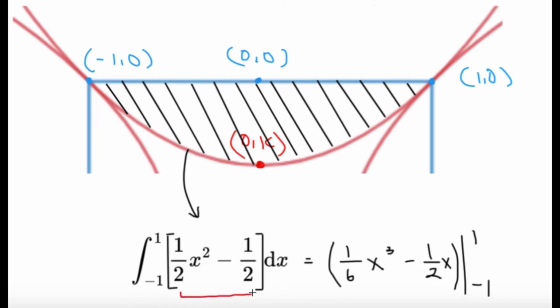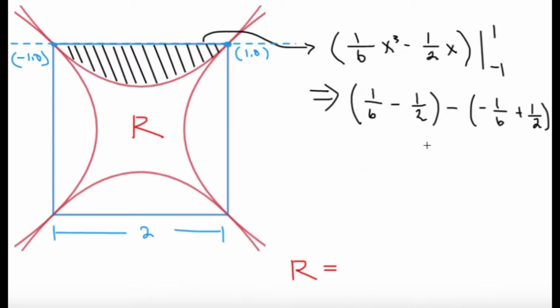So we're going to integrate this with respect to x and evaluate it from -1 to 1. We're going to get this, again, just some simple power rules here. And we know that this area can be represented by this. So we evaluate this one, which would be equal to 1/6 minus 1/2 minus -1/6 plus 1/2. Now, if you evaluate this, you're going to get that the value of this is -2/3.